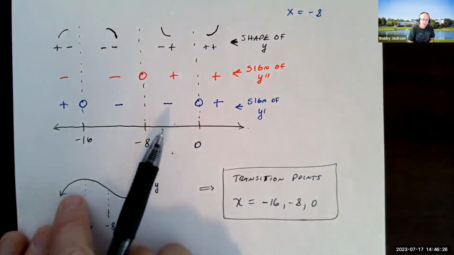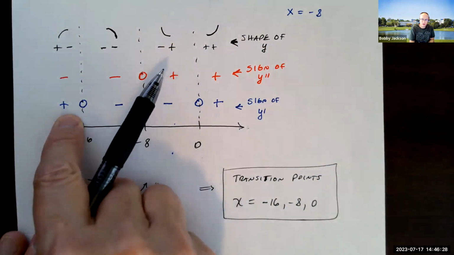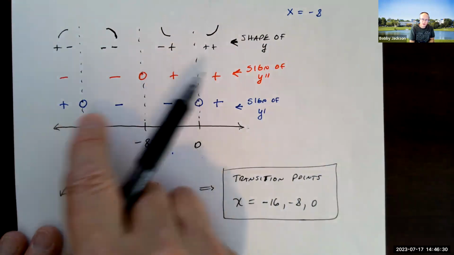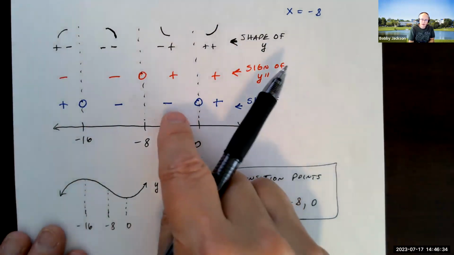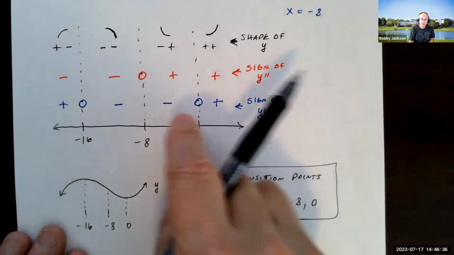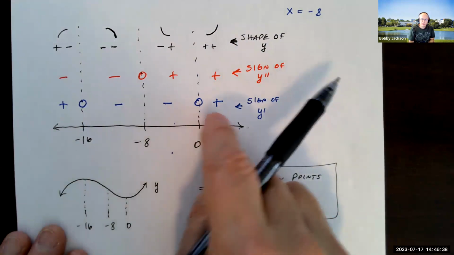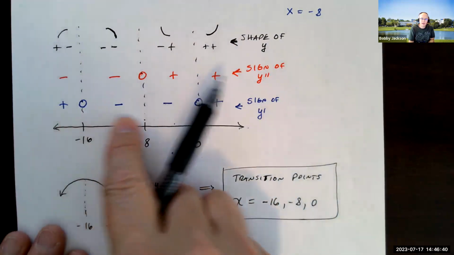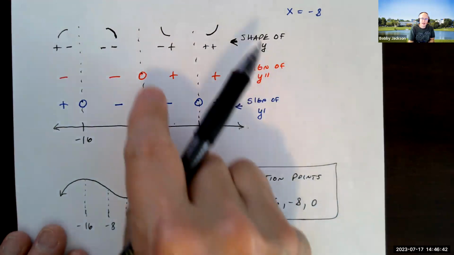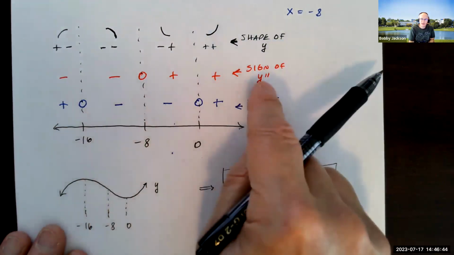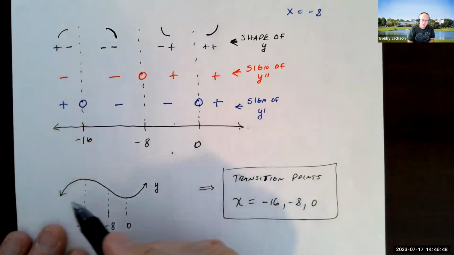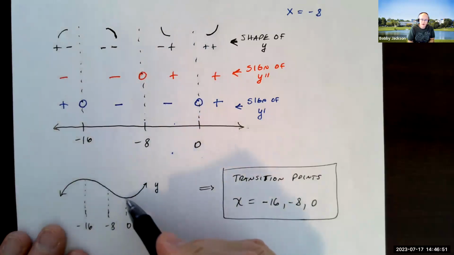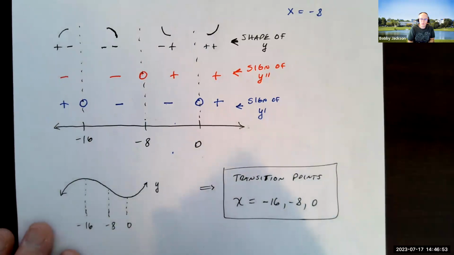And at negative 16, we see we have a local max because we're going from increasing to decreasing because the derivative changes from positive to negative. And at 0, we have a local min because we're changing from negative to positive, right? Decreasing to increasing with the function y. This is the first derivative test. And at negative 8, we have a change in sign in the second derivative, which means we have a change in concavity, right? We're concave down for everything less than negative 8, concave up for everything greater than negative 8.